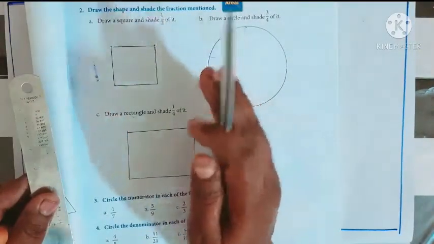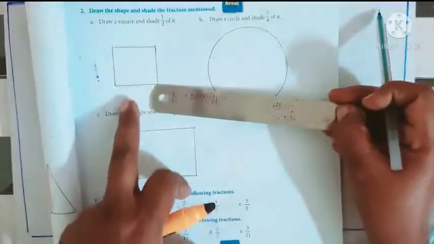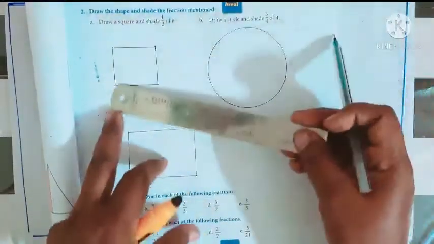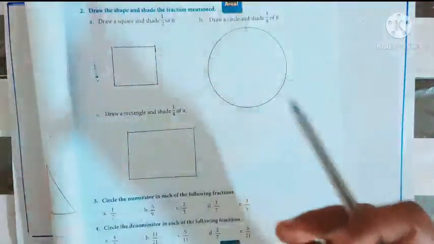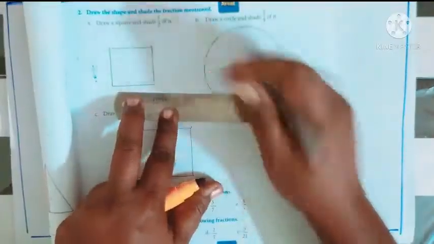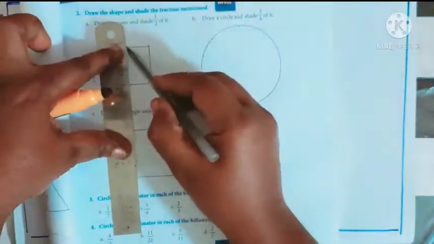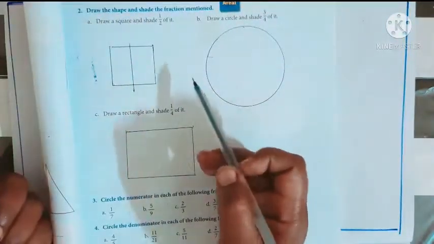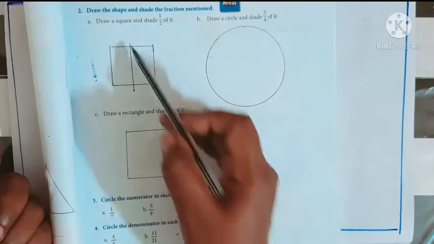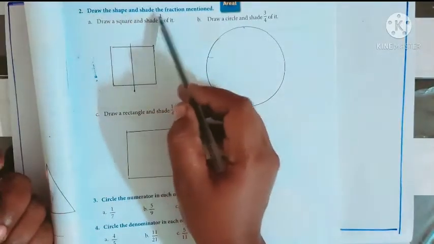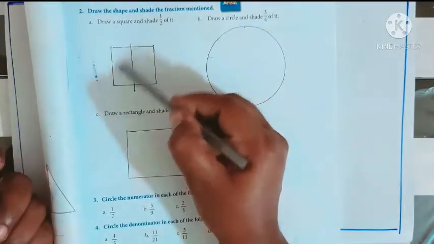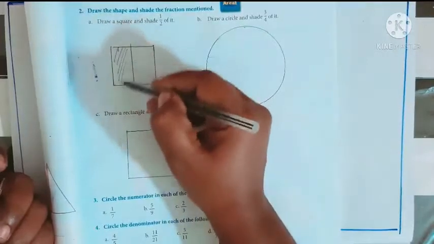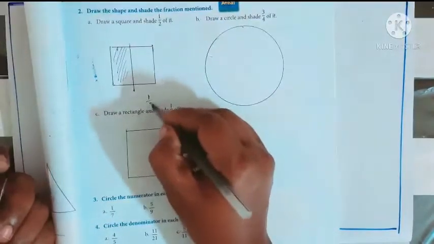Isn't it? 1 by 2 means equal half. So, if you imagine I have 4 centimeters, with 2 centimeters I will cut it. So, I take 2 centimeters and I will cut this. You can cut it vertically as well as horizontally. So, now I can draw this shape and shade the fraction. I can shade one part and write 1 by 2.